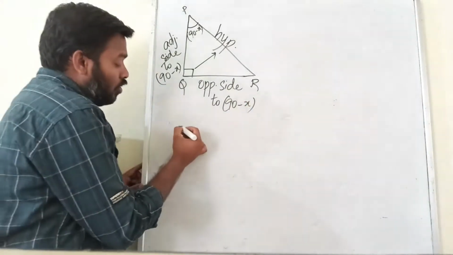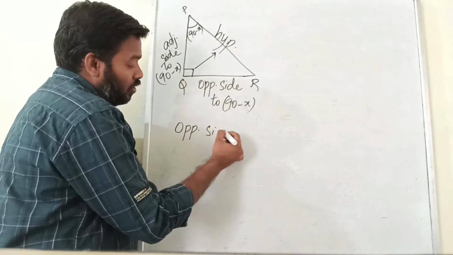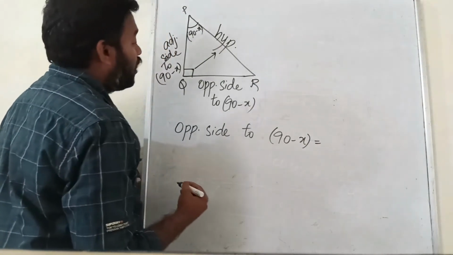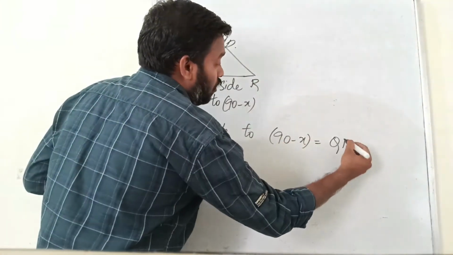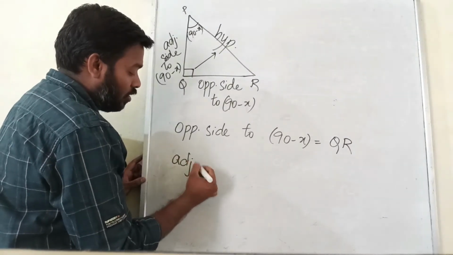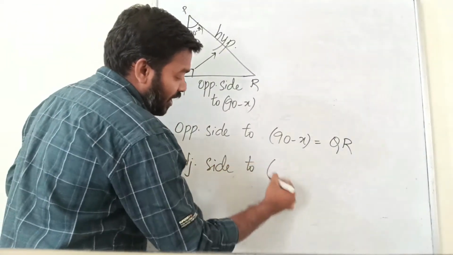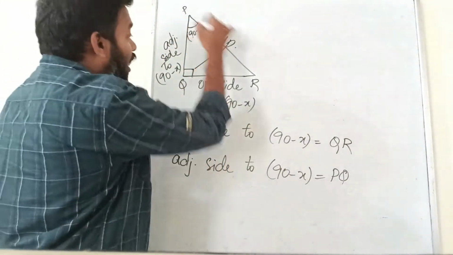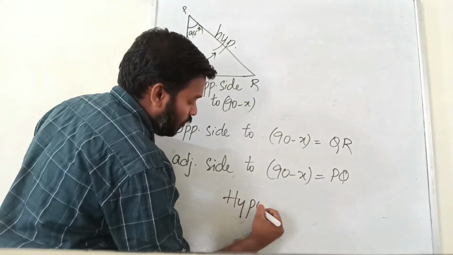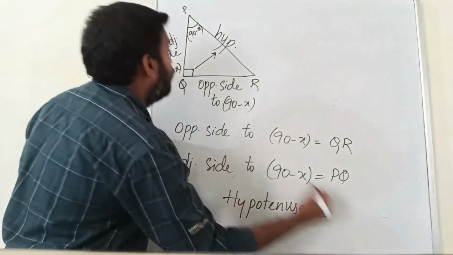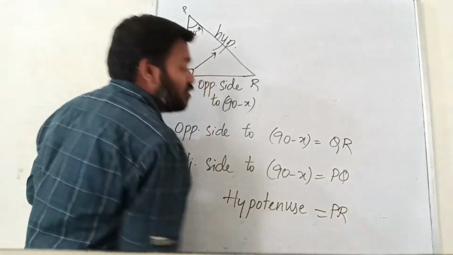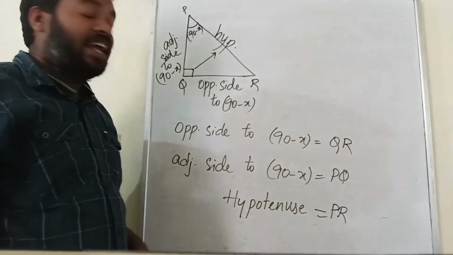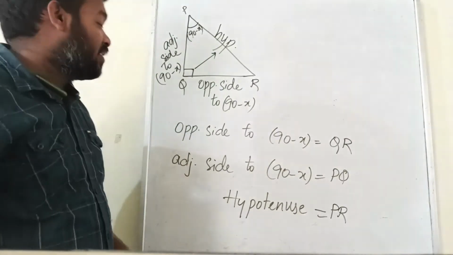That is, we got the opposite side to 90 minus x is QR, the adjacent side to 90 minus x is PQ, and the hypotenuse is PR. So this is what we have got from the diagram. Now we shall go for the trigonometric ratios for angle 90 minus x.